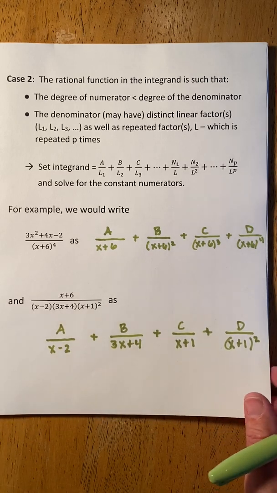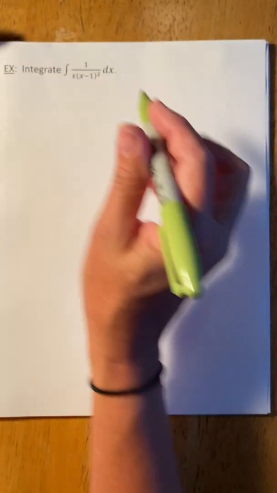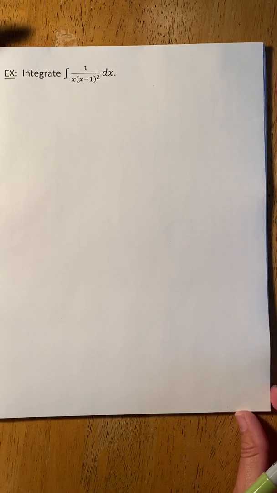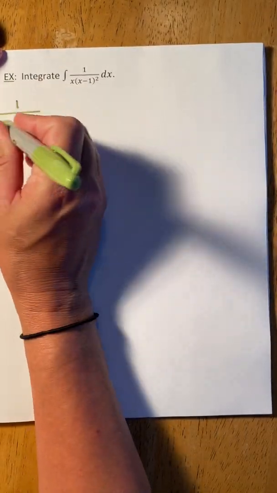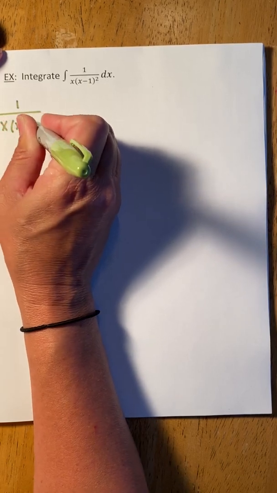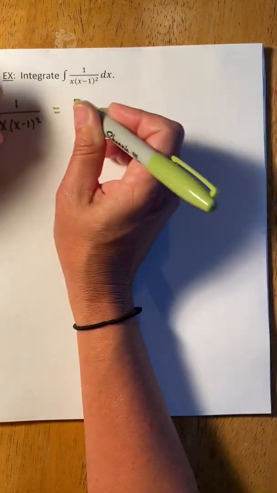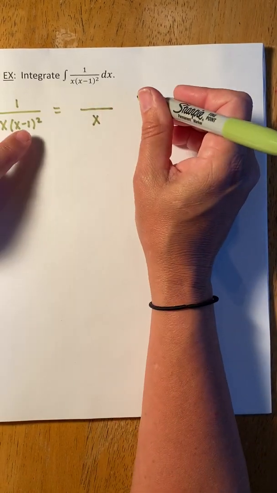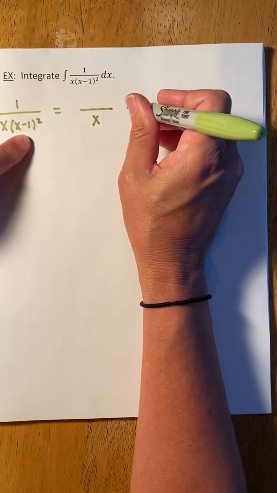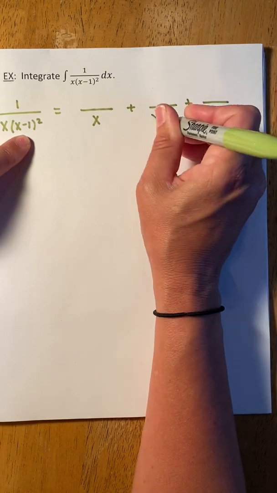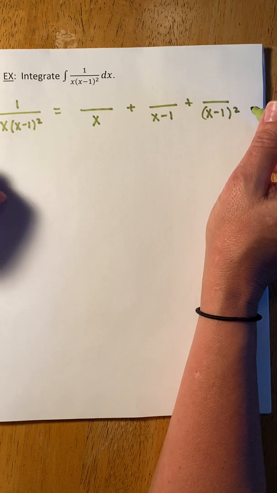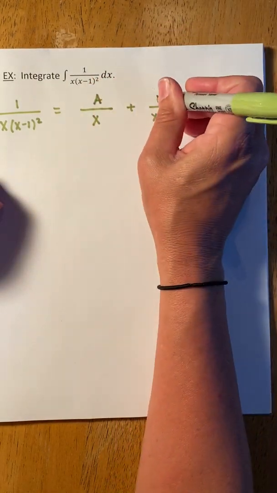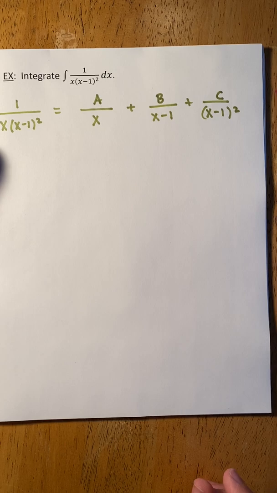So let's try one with a repeated linear factor. So we're integrating 1 over x times x minus 1 squared. Well, one denominator will have just the x. And then we have x minus 1 repeats twice. So that's going to have two contributing factors. So it's going to have x minus 1 and x minus 1 squared. And we're going to do A, B, and C.